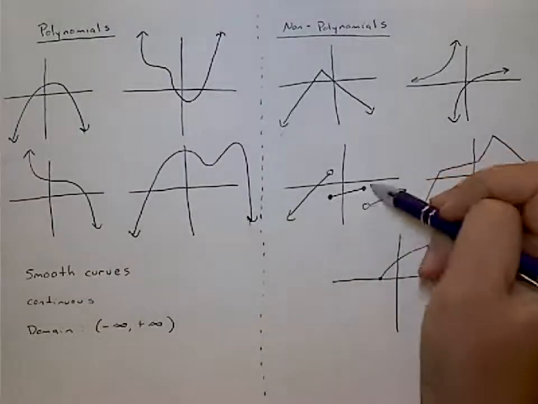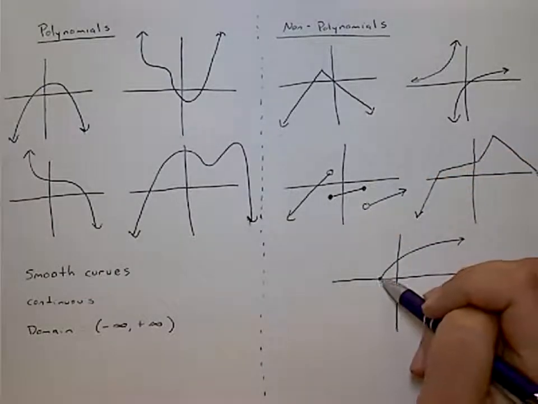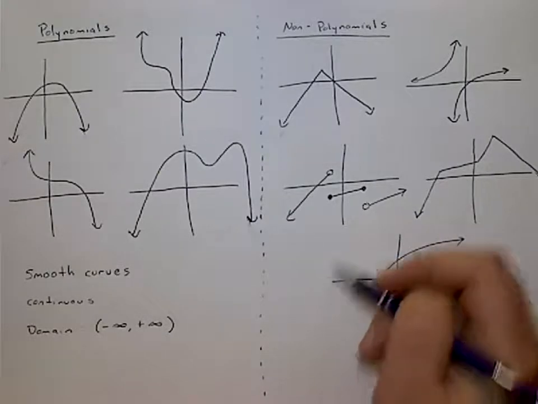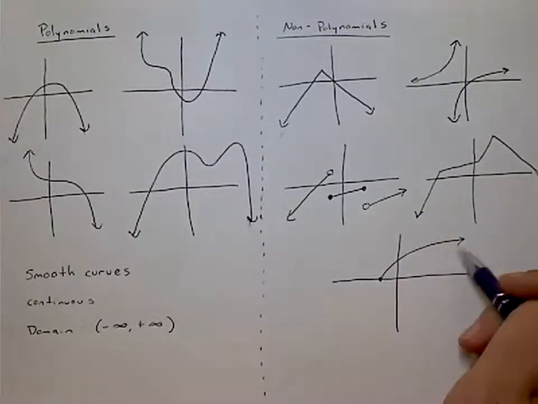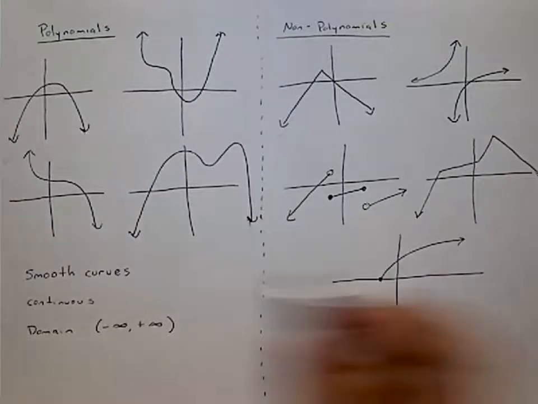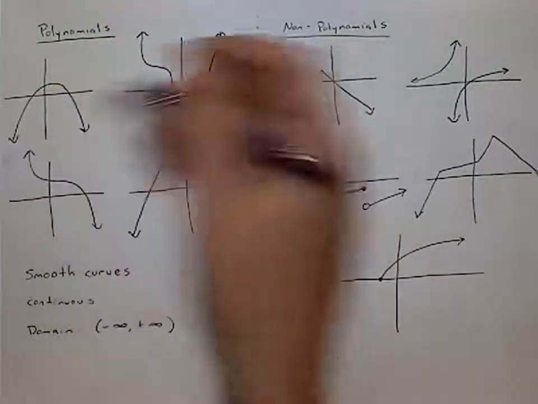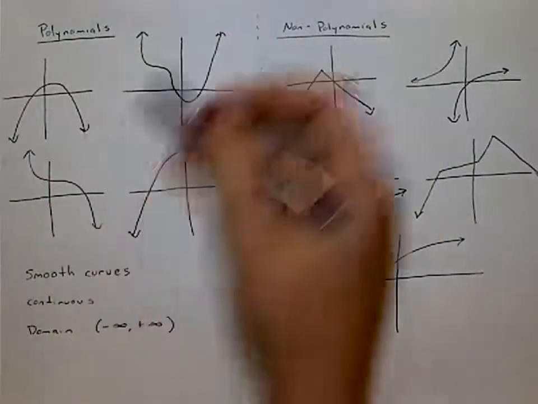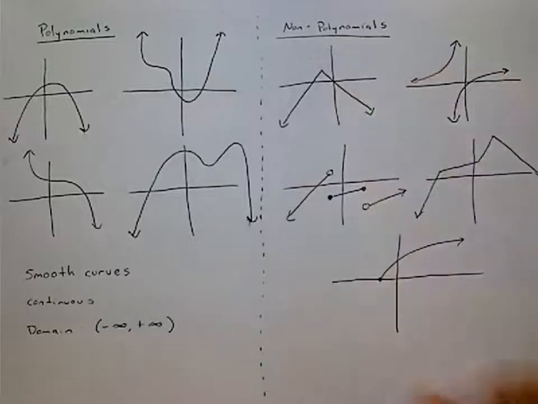And so we don't have any breaks in the line over here, and here we don't have it terminating and not continuing, and there not being values of x that don't have an output, right? So that would be a limitation on the domain. Polynomials all go from negative infinity to positive infinity. There's always going to be an output for any value of x.